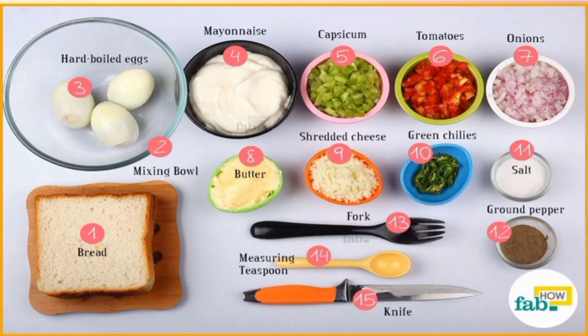Kita perlukan 1. Bread, roti. 2. Mixing bowl, mangkuk. 3. Hard-boiled eggs, telur rebus. 4. Mayonnaise. 5. Capsicum, lada benggala. 6. Tomatoes. 7. Onions, bawang.